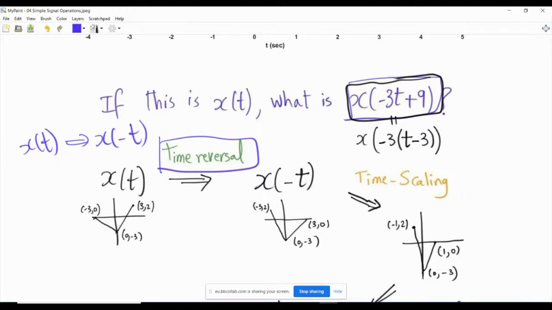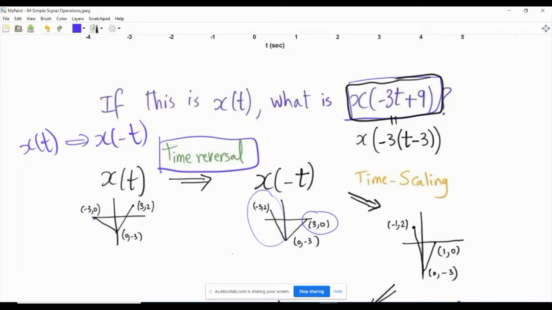If this is what the signal looks like, then for x of minus t, the part here between minus 3 and 0 will go to the positive side, and the part on the positive side will go to the negative side. So it is reflection, mirroring, time reversal, call it whatever you want.